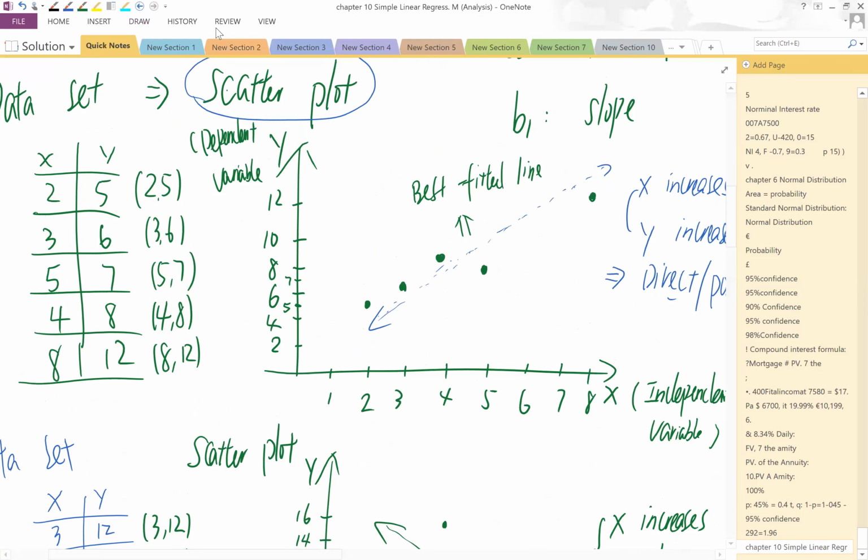Let me use a bright color. Okay, 5, 8.26, something like that. So it's somewhere here. This is the first point, and then we also have 10. I have to extend this all the way to 10. 10 is 13.86. Let's say this is 14, so 13.86 turns out to be here.